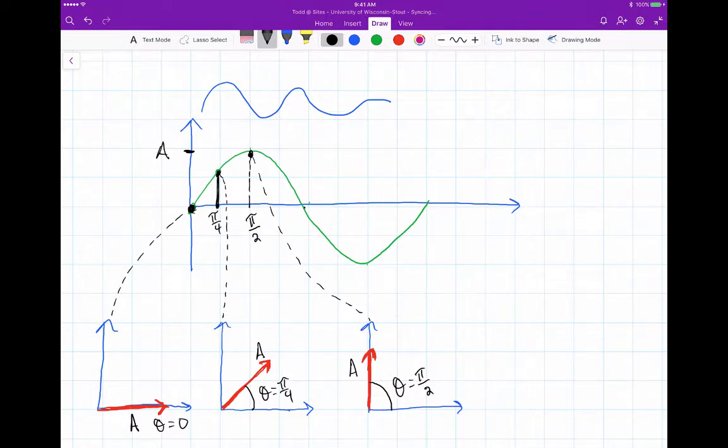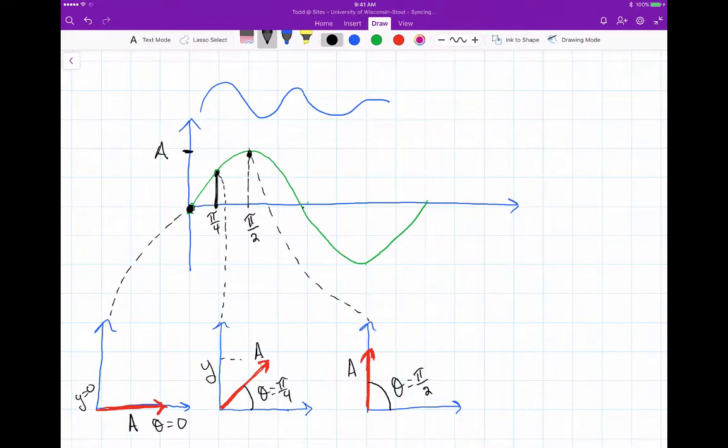Now one thing to notice is that the wave corresponds to the y component of the vector. So over here we have a y component of 0. Here our y component corresponds to the sine of 45, and then here our y component is just equal to the amplitude. What this does mean is that if we are representing a wave with a cosine function, then we have to shift that cosine into a sine function in terms of the phase of the phasor.